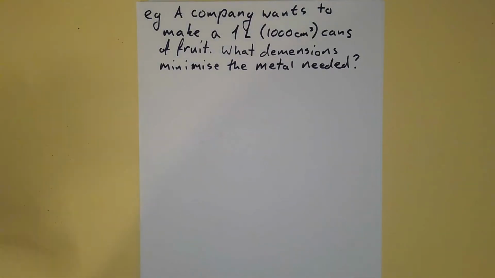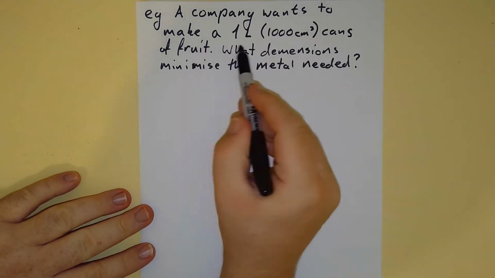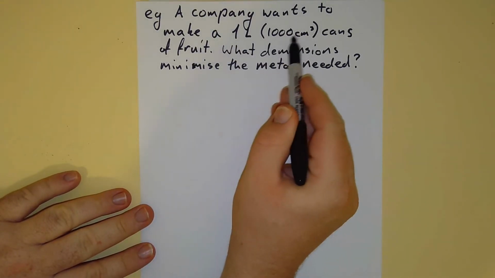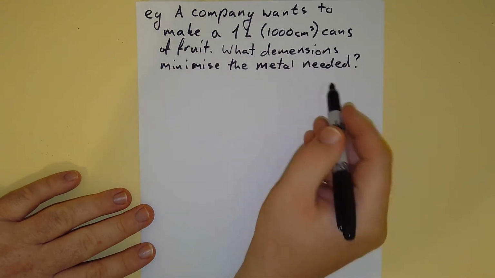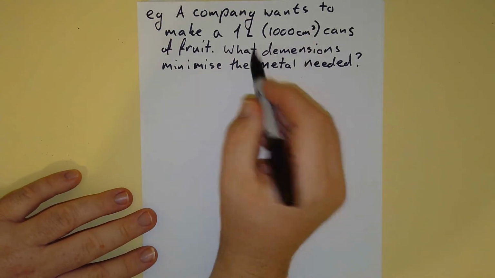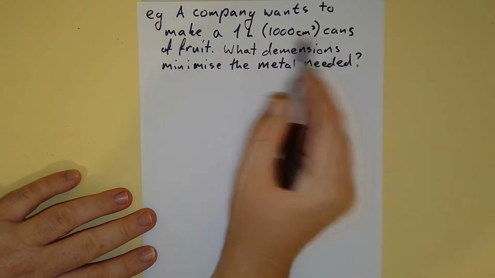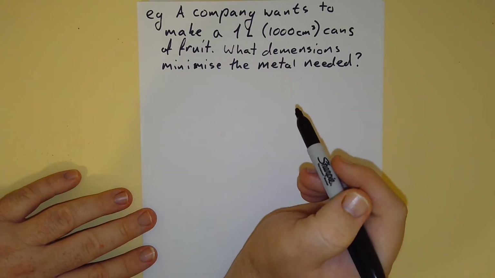Here's another min-max problem. This one's slightly more complicated. A company wants to make 1 litre or 1,000 cubic centimetre cans of fruit. What dimensions minimize the metal needed? So here, what we're really interested in is that the volume has to be equal to that.